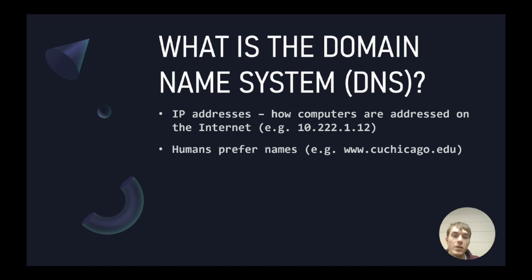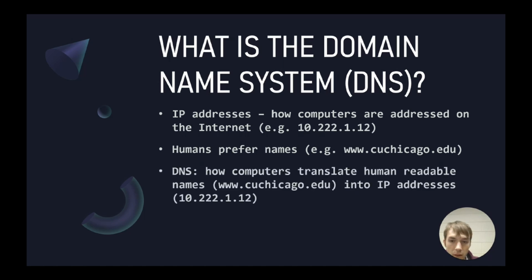Humans, on the other hand, prefer to use names to refer to things. Just like my name is David, we use names to refer to web servers like www.cuchicago.edu. And so we need to figure out a way to get from this name for a web server that we can remember to the number that the computer is going to use to identify and communicate with that server via the internet. And so DNS is how we're going to do that. DNS, the domain name system, is the way in which computers are able to translate the human readable names like www.cuchicago.edu into IP addresses that they can then use to transmit and receive data.